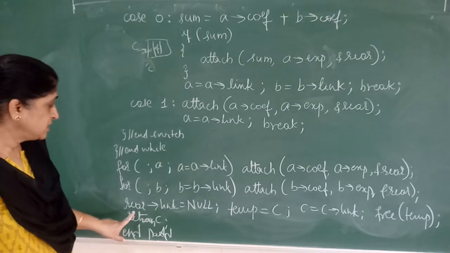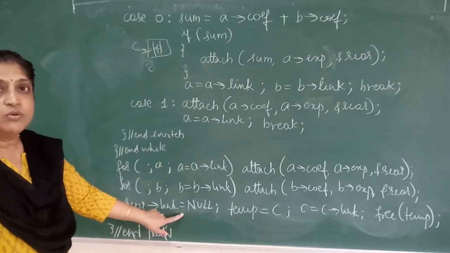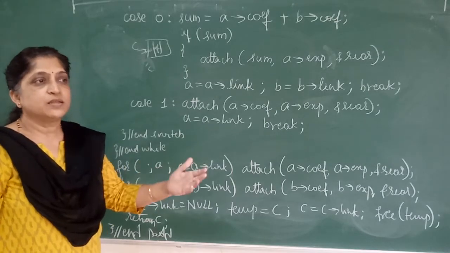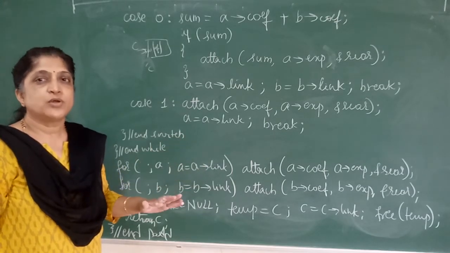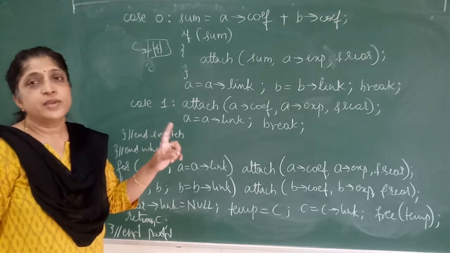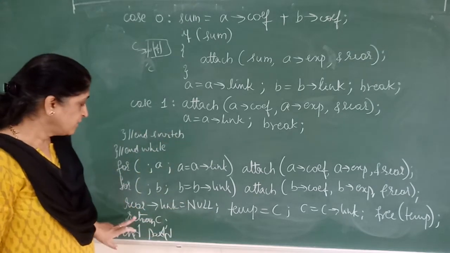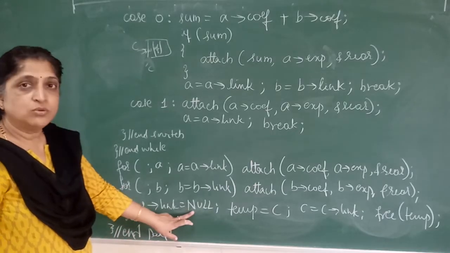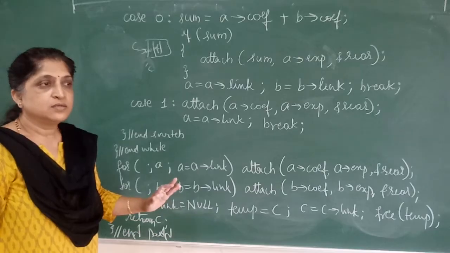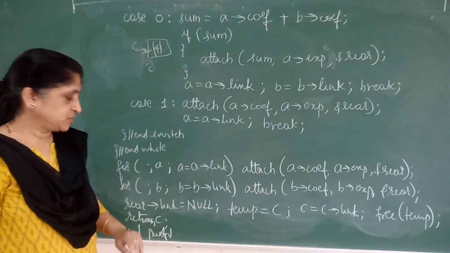And we should also make the statement rear link is equal to null. So I had told you while explaining initially that once we attach all the terms to the polynomial C, the last node should be made to point to null. So that we are doing here. Rear link is equal to null. So all these are the assignments required at the end of the function.